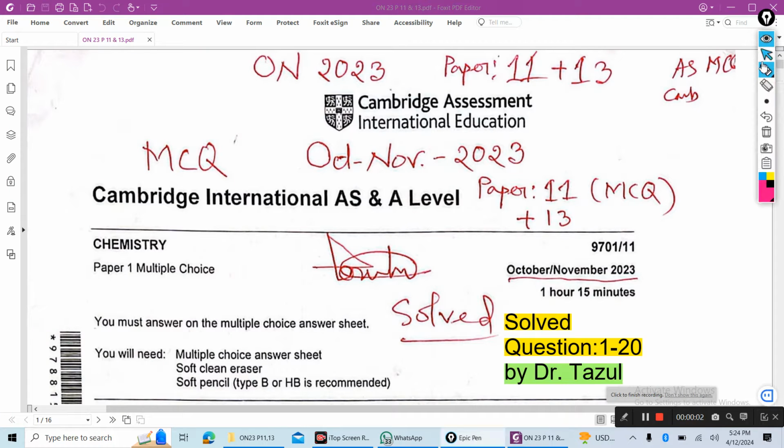Hello students, today I am going to discuss the Cambridge A-level chemistry October-November 2023 paper 11 and 13.